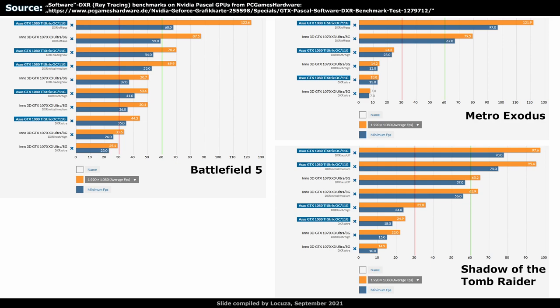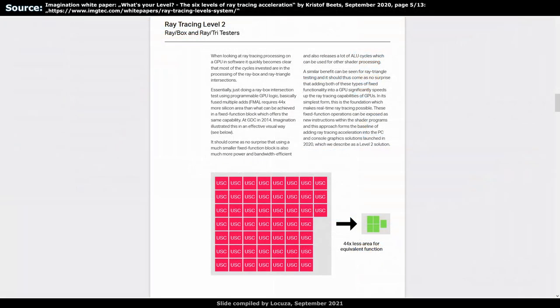There are some media outlets like PC Games Hardware, which benchmark the XR-enabled games on Nvidia's Pascal GPUs. The results vary from pretty playable on high-end and performance GPUs, well under 1080p on Battlefield 5, so let's look at this nice slideshow of Metro Exodus and Shadow of the Tomb Raider. To make real-time ray tracing much more practical, some dedicated hardware acceleration is necessary. That's where level 2 comes into play, what Imagination describes as the foundation for real-time ray tracing. Extra hardware is built in to accelerate bounding box and triangle intersections.